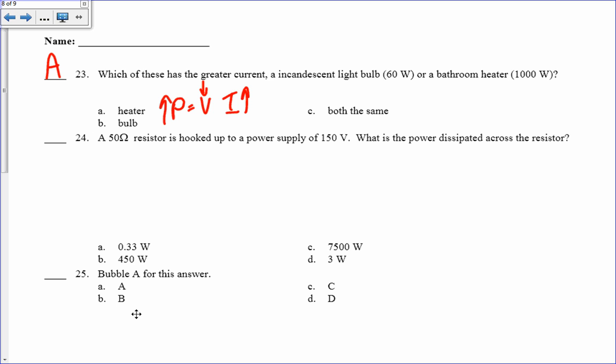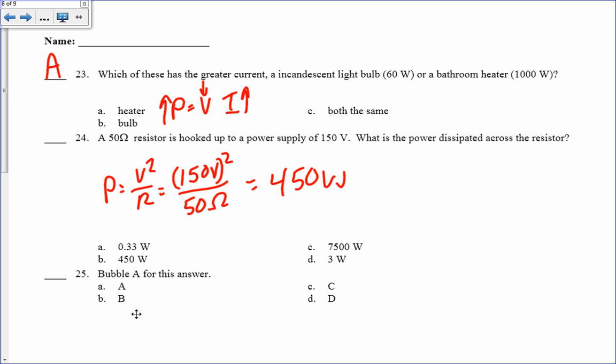A 50 ohm resistor is hooked up to a power supply of 150 volts. What is the power dissipated across the resistor? P is equal to V squared over R. 150 volts squared over 50 ohms. It's 450 watts. Excuse me, 24 is B. 450.